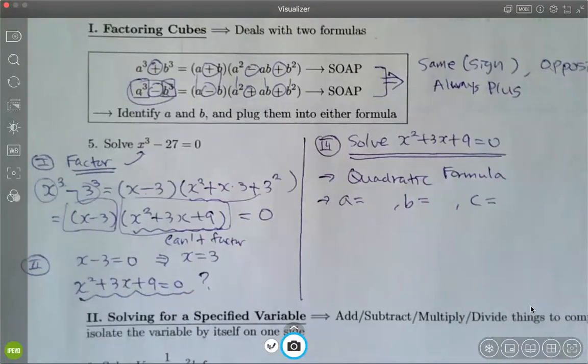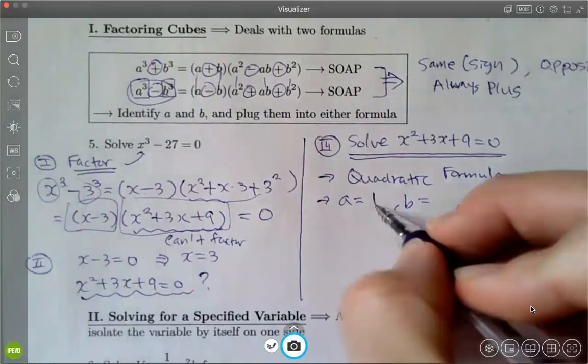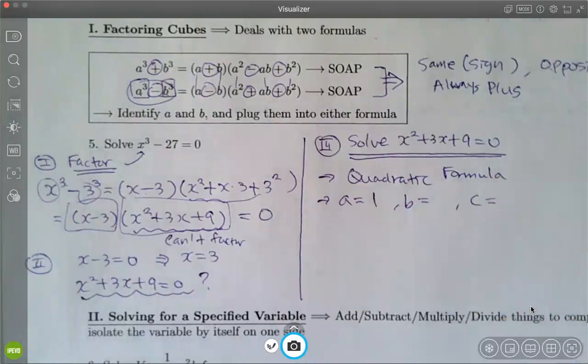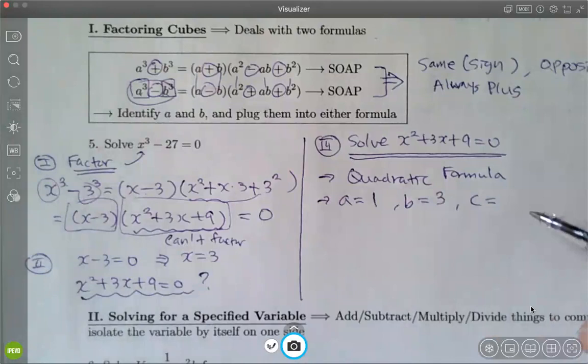Is x squared A? A, B, and C are numbers, not having any x. So A is equal to what? 1. And what is B? 3. And C? 9, right? Okay. And now, I'm not going to revisit the quadratic formula, but hopefully you have already memorized it, or you get to memorize it eventually.